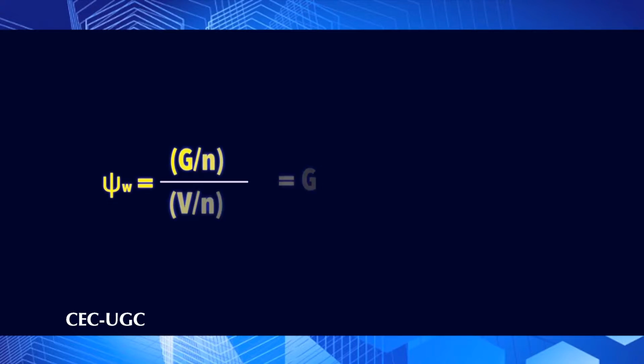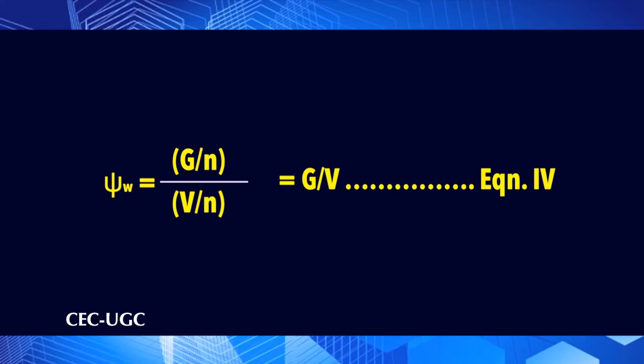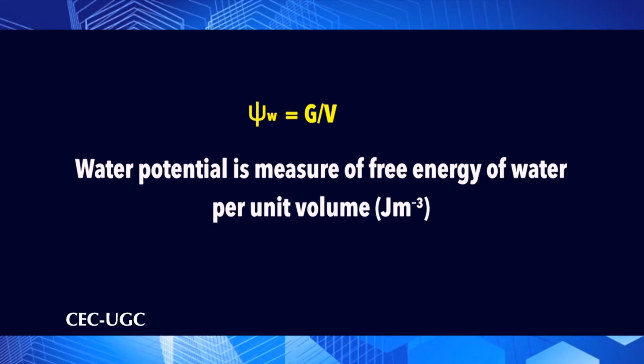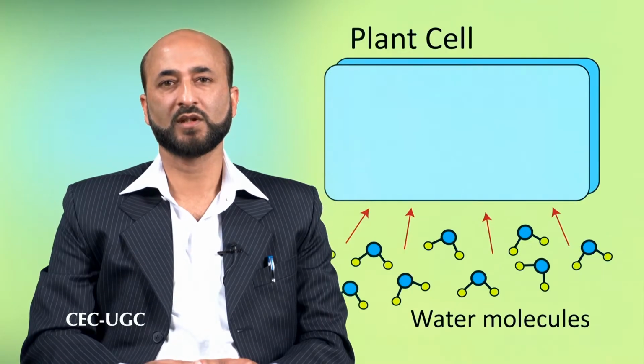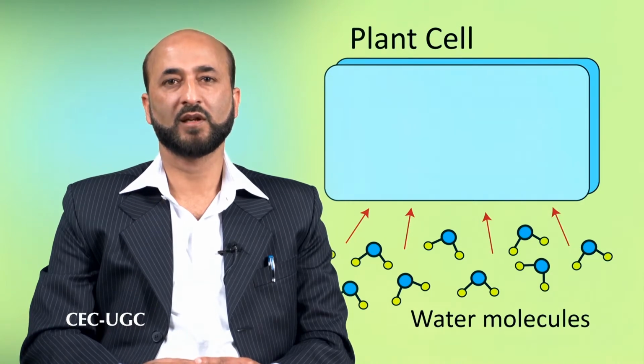Putting the value of mu w, that is chemical potential, and Vw, that is partial molar volume, in the equation above, we get water potential is equal to G divided by N, whole divided by V divided by N, and that is finally equal to G by V, because N and N will cancel. Thus, water potential is a measure of the free energy of water per unit volume, the units being joules per meter cube. These units are equivalent to pressure units such as the Pascal, which is the common measurement unit for water potential.